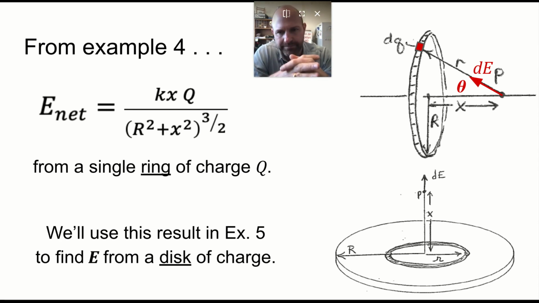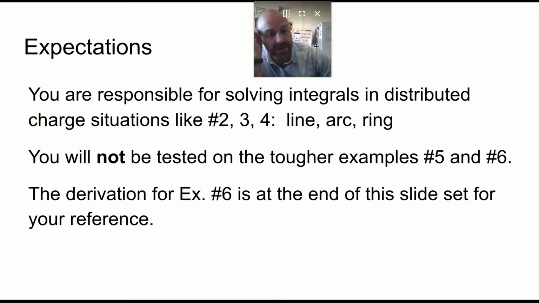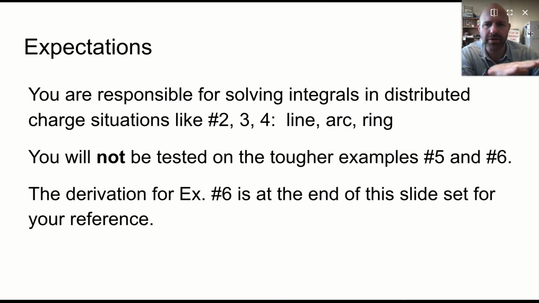From example 4, we can start with the answer for the electric field from a ring of charge, which we just calculated. But what about a disk of charge? Well, as we've learned before, a disk is basically just an arbitrarily large number of rings added together. And that's what we're going to do to figure this one out. So hold off on that for a moment.